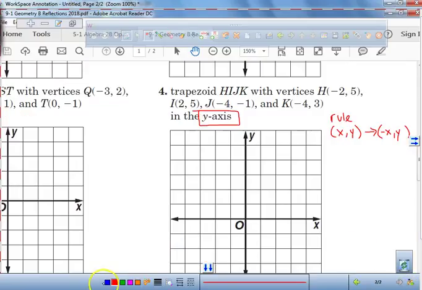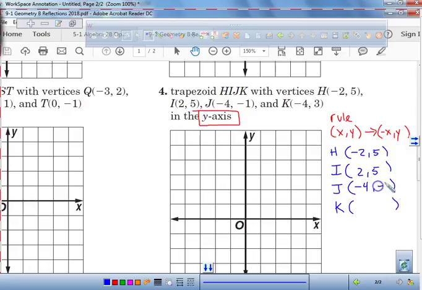So what we're going to do first is label H, then I, then J, then K. We're labeling them right now. If you've already done this, just check your work. So we're starting with a -2 and a 5. Then we have a 2 and a 5. Then we have a -4 and a -1. And lastly, we have a -4 and a 3.